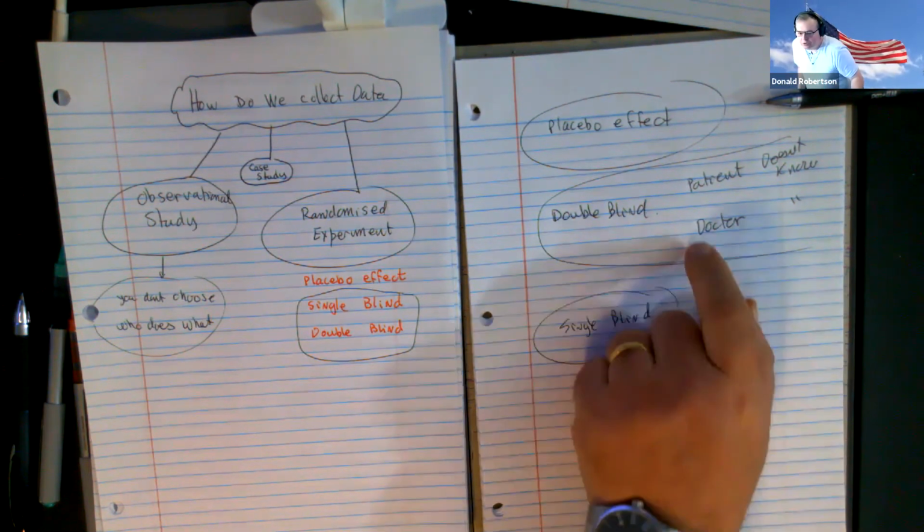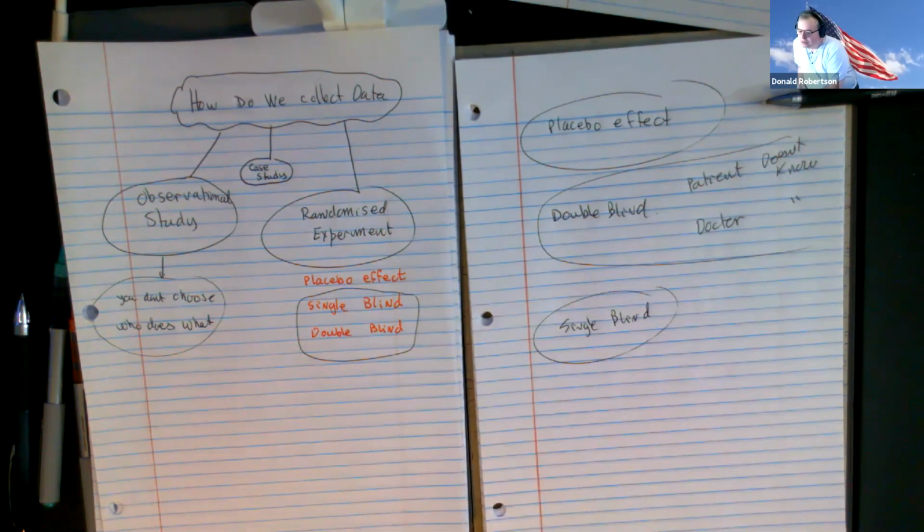But if you can do a double blind, it's really good because it tends to mean that the data you're getting is unaffected by the placebo effect and is the pure results.